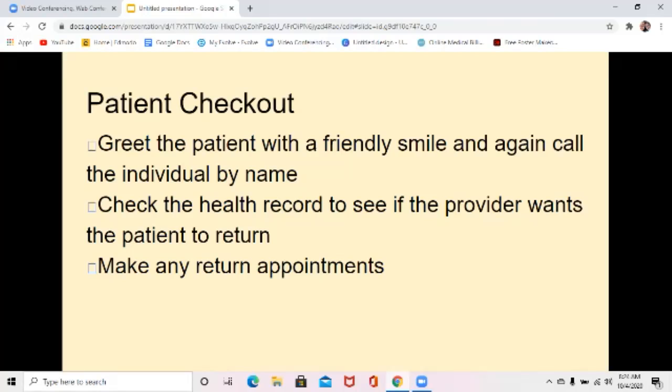So patient checkout. Greet the patient with a friendly smile and again call the individual by name. Check the health record to see if the provider wants the patient to return and make any return appointments.